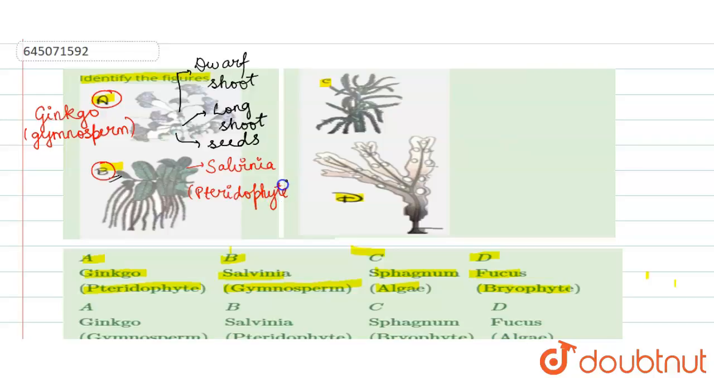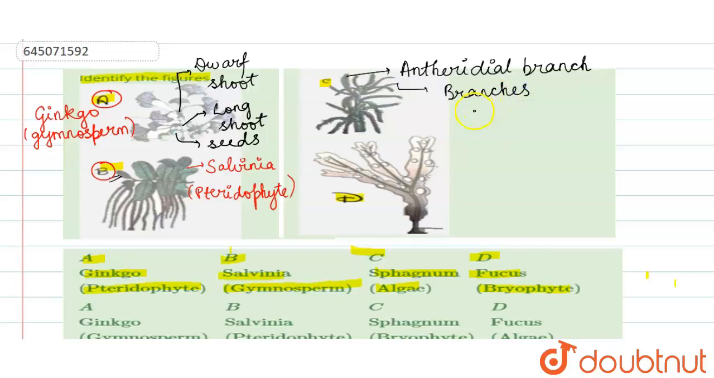Then moving on to the next plant, that is C. If we see the C plant, this part is known as the antheridial branch. The lateral branches are simply present there.